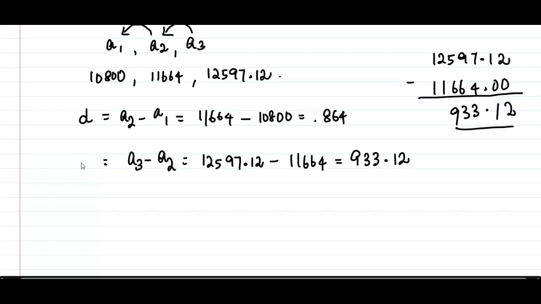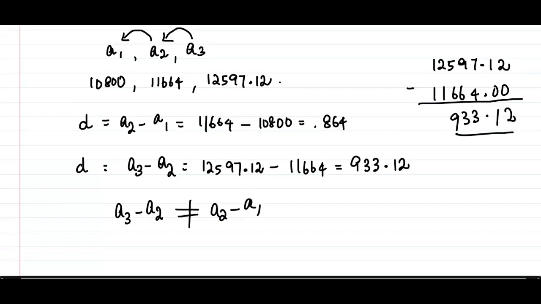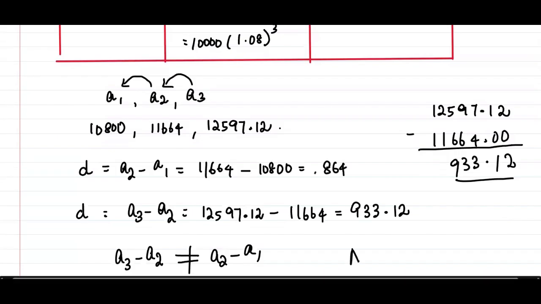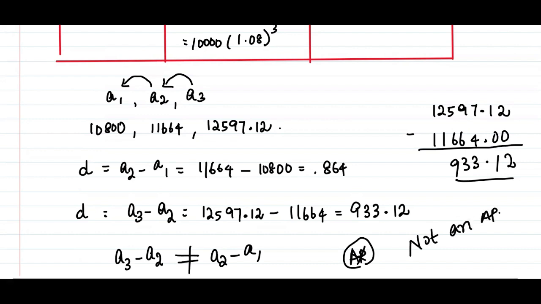So if you notice, the D value is actually not the same. So what we can say is A3 minus A2 is not equal to A2 minus A1. So this particular question will not come under the category of AP. Okay, so not an AP. This list of numbers doesn't form an AP since the D value is not the same. Okay, hope it's clear.